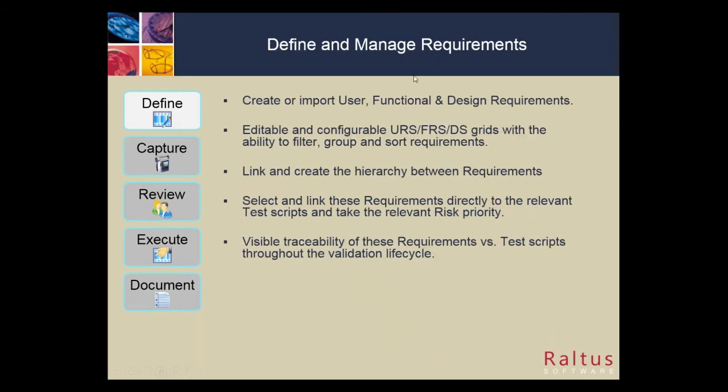So in the requirements piece itself, we have the ability to have these three grids together in terms of user, functional, and design. We can automatically link the hierarchy of those together, and then when you're creating the test scripts, you can use those to select the requirement and the test script that relates to those requirements and pick up on the risk priority for it.